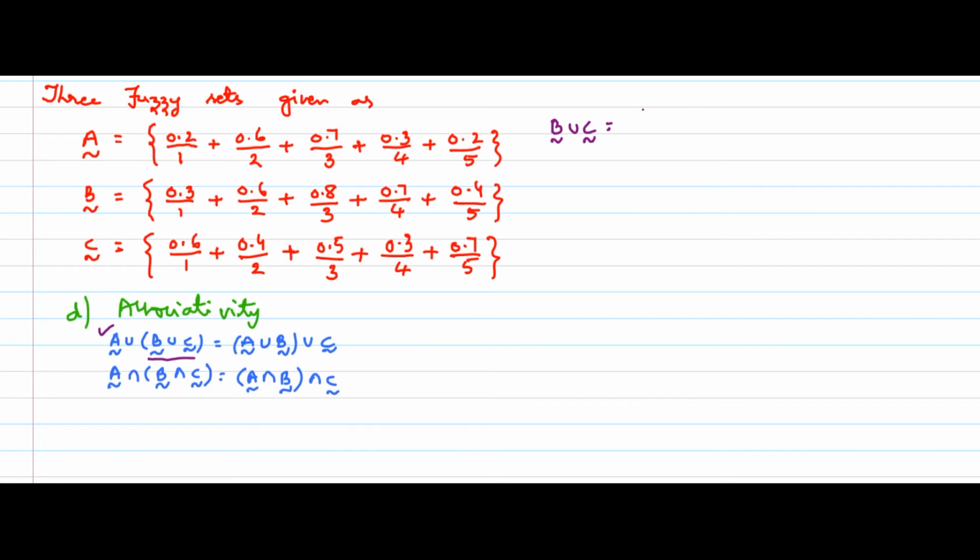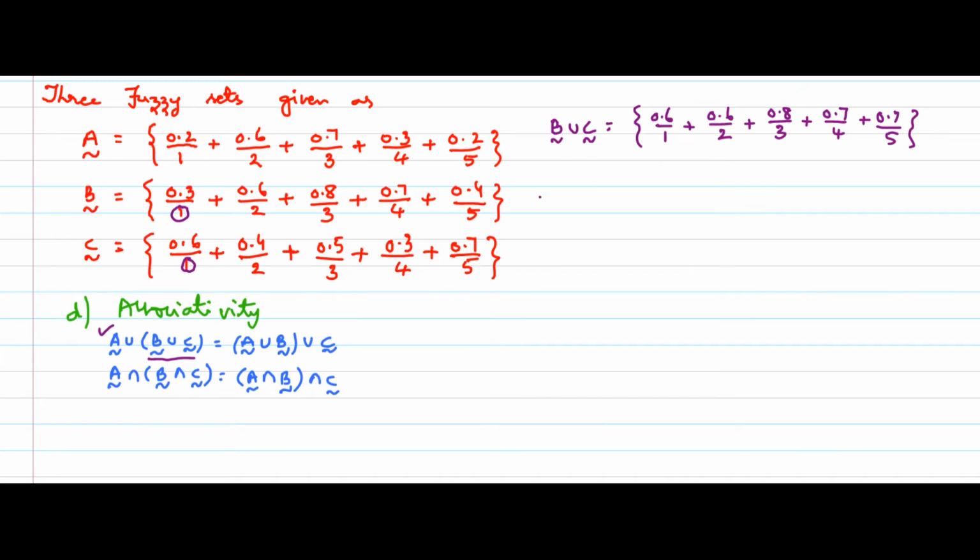Union means we need to identify the maximum out of those two. So here it is B and C. I need to compare x equal to 1 from B and x equal to 1 from C. The values are 0.3 and 0.6, so the maximum will be 0.6. So 0.6 divided by 1 plus similarly 0.6 divided by 2 plus 0.8 divided by 3 plus 0.7 divided by 4 plus 0.7 divided by 5. So this is the B union C.